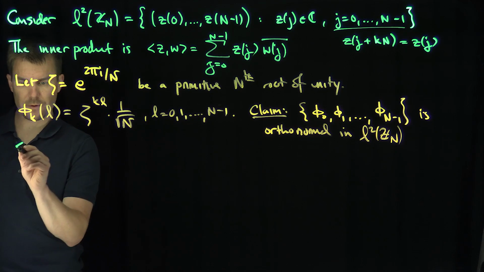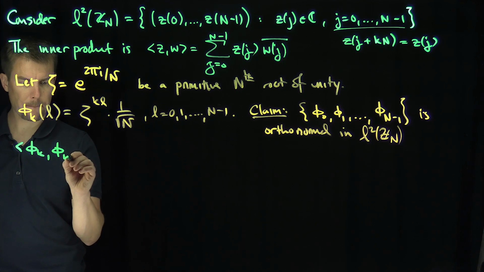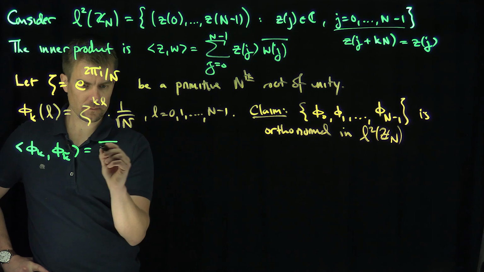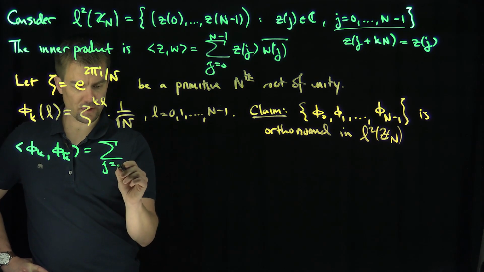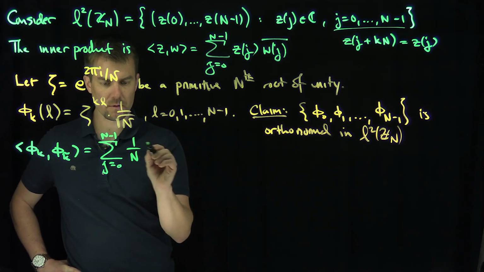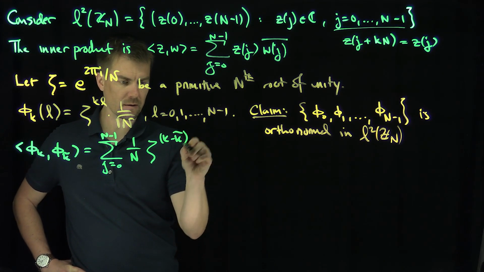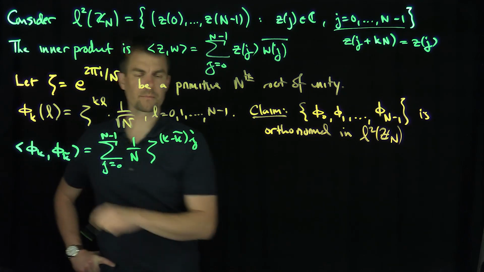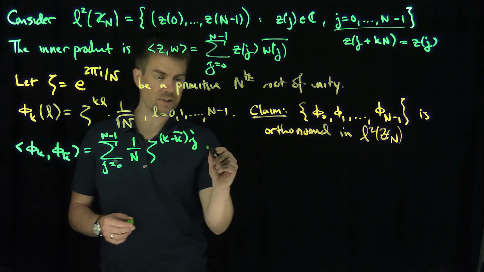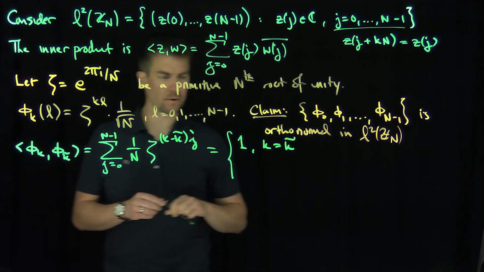So let's do the inner product, for example, of phi k and phi k tilde. What would that be? That would just be the sum, let's say j goes from 0 to n minus 1. They each have a 1 over square root of n, so that's going to be a 1 over n. And then we'll have zeta to the power k minus k tilde times j. And one thing happens if k is equal to k tilde: all those are 1, and I have exactly n ones. So this is going to be equal to 1 if k is equal to k tilde. Beautiful.